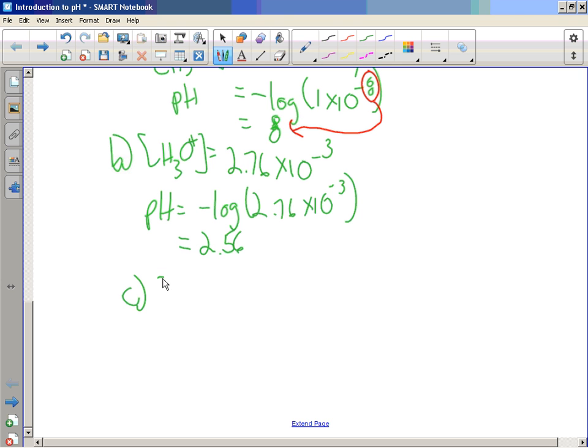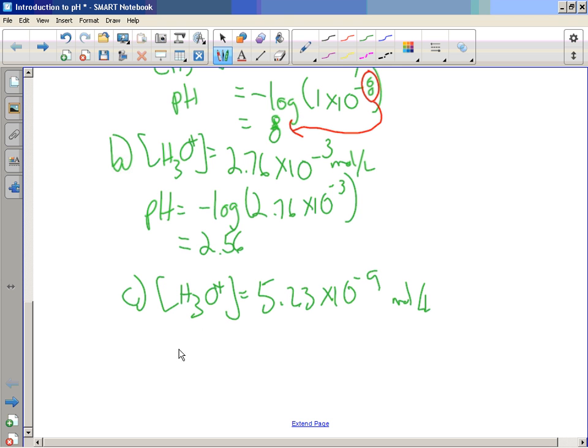C. H3O plus is equal to 5.23 times 10 to the negative 9. And that's moles per liter. By the way, these are all moles per liter, all these concentrations. Go ahead. pH, negative log 5.23 times 10 to the negative 9.